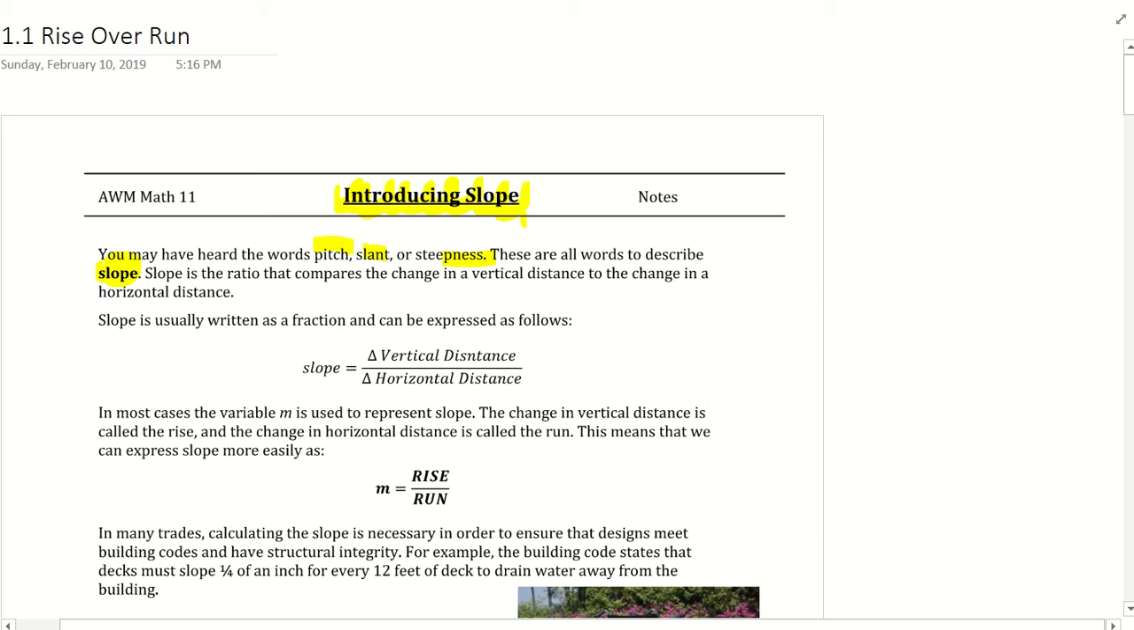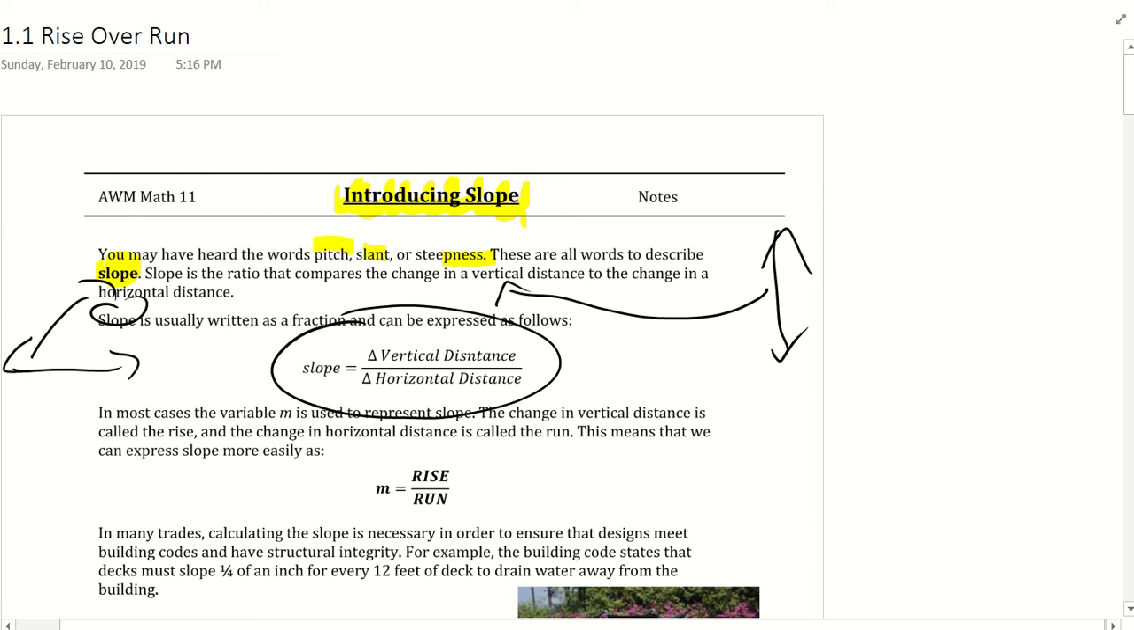Slope is a ratio that compares the change in a vertical distance. When we look at vertical, we're looking at up and down, right? That describes vertical, and the change in the horizontal distance. The horizontal distance is going left to right. So slope is usually written as a fraction that can be expressed as follows.